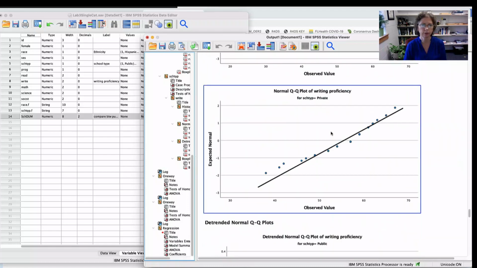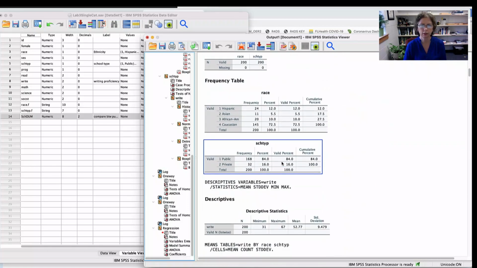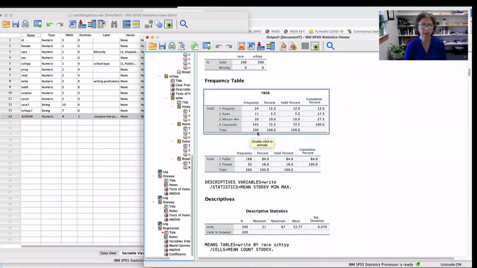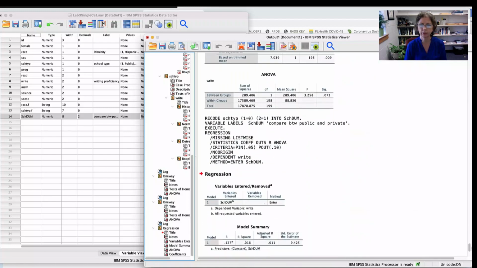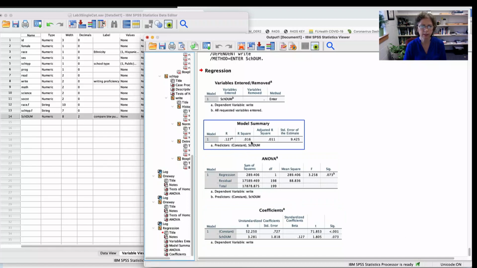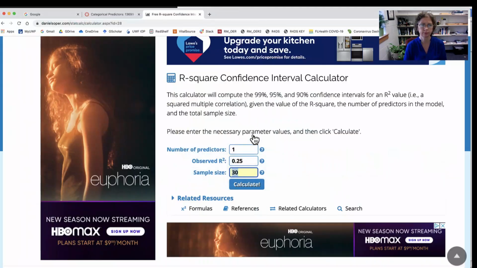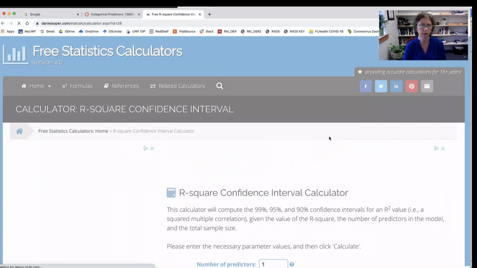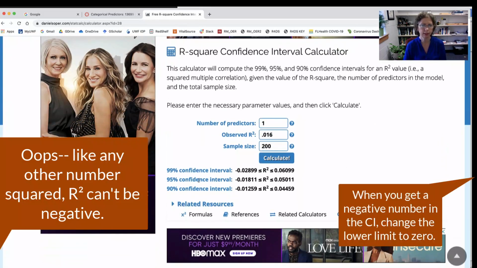Let's scroll back up to our information. 200 is the sample size, right? But then we need to know the R squared coming out of that last regression model, and it's 0.016. So observed R squared, 0.016, and sample size 200. And there's my 95% confidence interval for that regression.